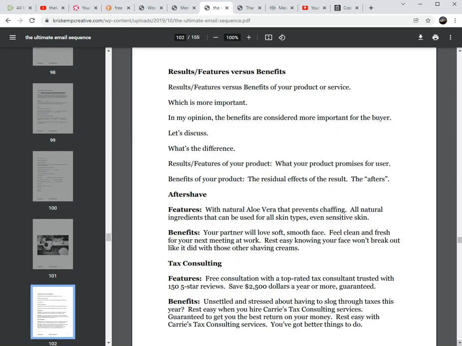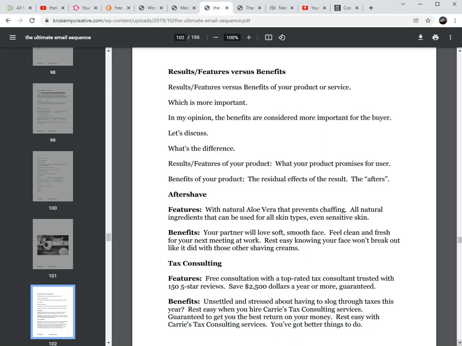Let's talk about aftershave. Features: with natural aloe vera that prevents chafing, all natural ingredients that can be used for all skin types, even sensitive skin. So those might be the features of this particular aftershave. What are the benefits of this aftershave? Your partner will love your smooth, soft face. Feel clean and fresh for your next meeting at work. Rest easy, knowing your face won't break out like it did with those other shaving creams or aftershaves.